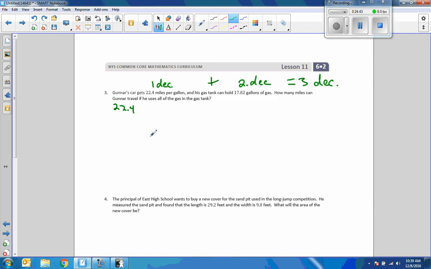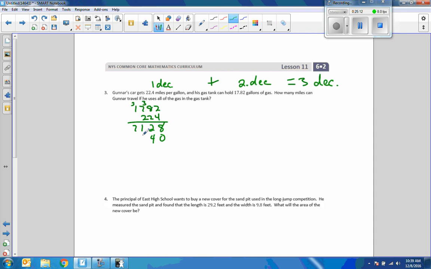22.4. Okay, this has 4 numbers. This has 3. I prefer to put the bigger number on top so there's less multiplying, right? Less steps. So I'm going to do 1782 times 2, 2, 4. Don't worry about the decimals. 4 times 2 is 8. 8 times 4 is 32. 7 times 4 is 28. Plus 3 is 31. 4 and 3 is 7.